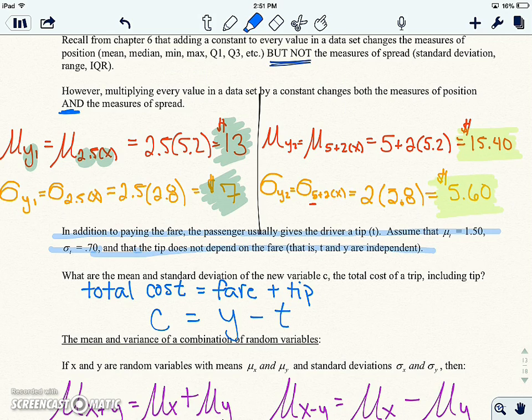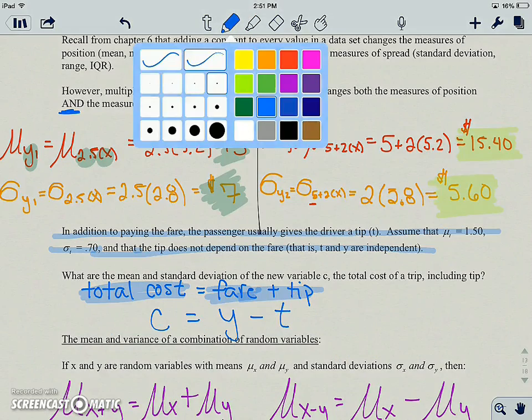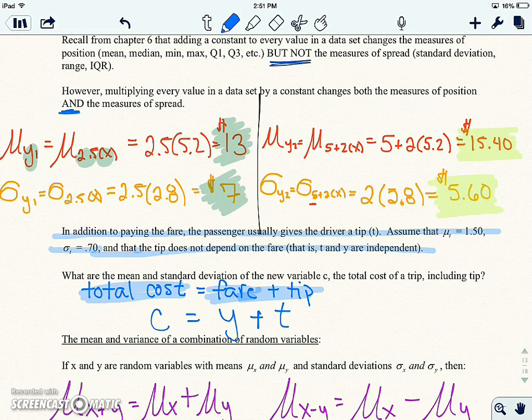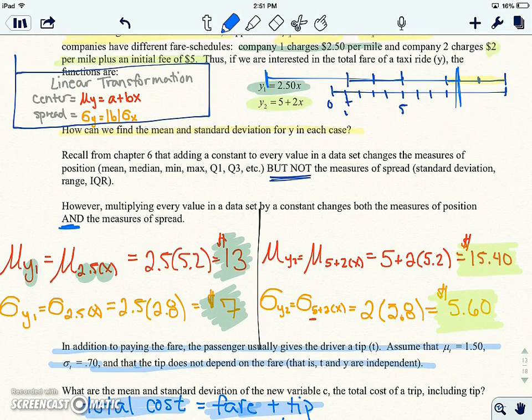Okay, maybe just how much you liked your driver. It doesn't matter how long you were in the car. Let's think of what that means. The new total cost of each trip then is the fare plus the tip amount. So I need to add the fares, given by the functions y, plus the tip. What we're doing here is combining two random variables. The first random variable was the fares. Okay, it was these y's here.